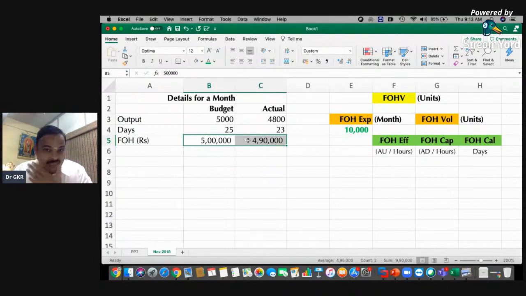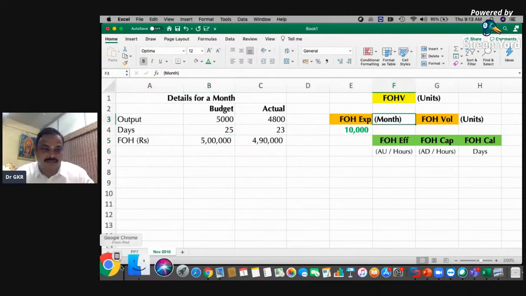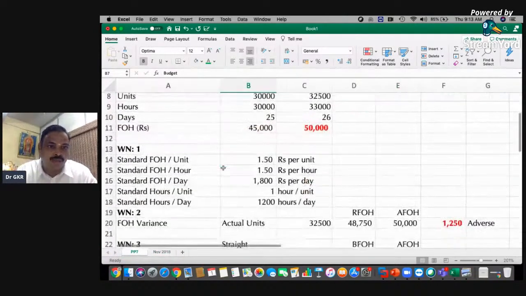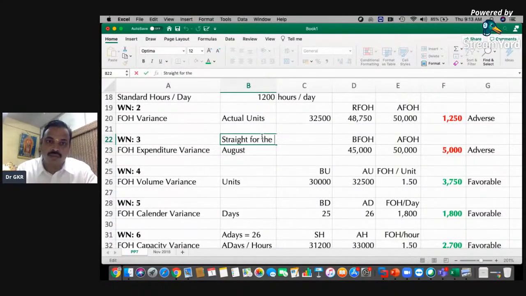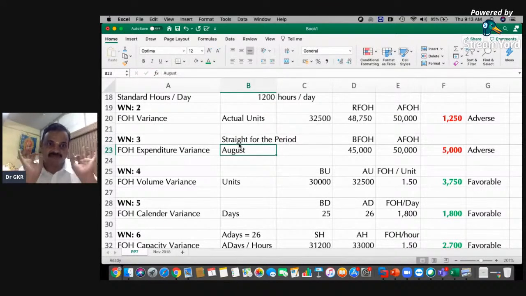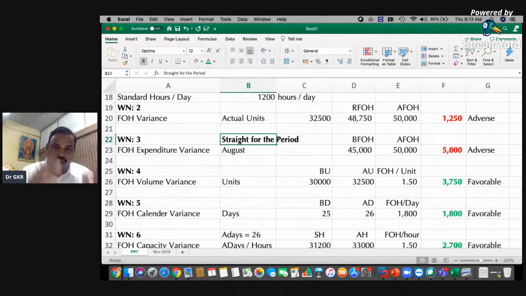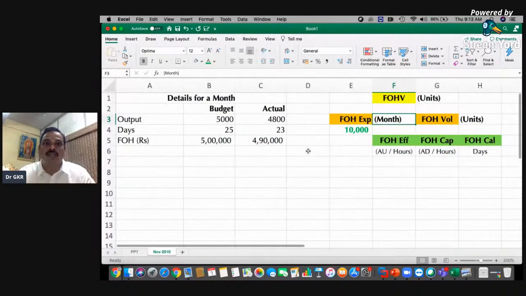By looking at the question, you can put this answer. I told you this is straight. What is the expenditure? Straight for the month of August, straight for the period, whatever it is. No need to break your head with respect to this. Blindly you can say, the monthly fixed overhead is 5 lakhs, your actual is 4 lakh 90. Wow, 10,000 saved. That's all.